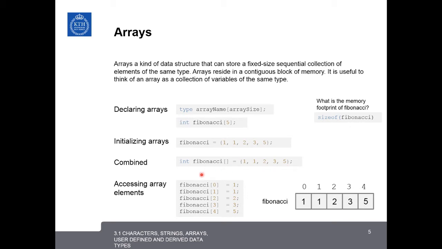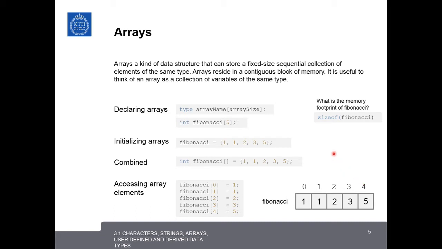You can access the elements of the array using the square braces and specifying the element of the array that you want. So if you want the first element of the array, you use the number 0, or the second element, the number 1. So you're using 0 indexing for arrays. So the Fibonacci sequence inside of memory looks something like this. In the first place, you have the number 1, and the second 1, then 2, 3, and 5, and you can access these with the indexes 0, 1, 2, 3, and 4.